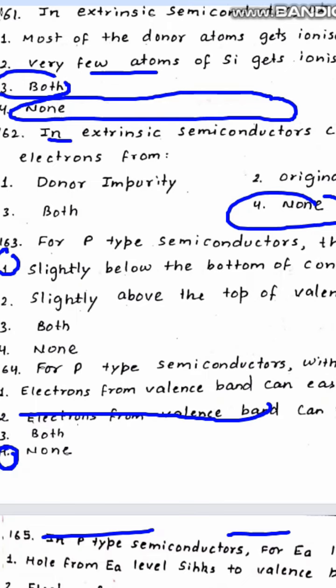Next is in extrinsic semiconductors, conduction band will have most electrons from, so obviously most of the donor atoms get ionized, so most of the electrons will be from the donor impurity, so first is correct over here.